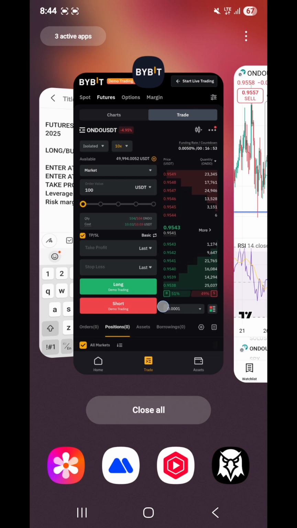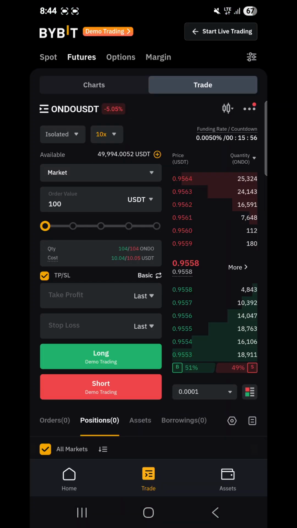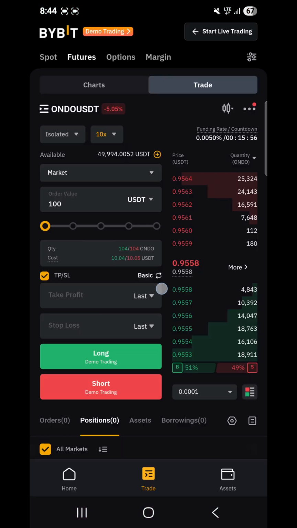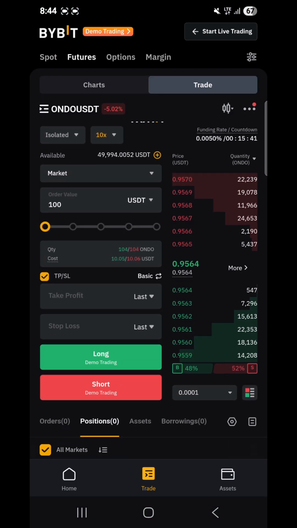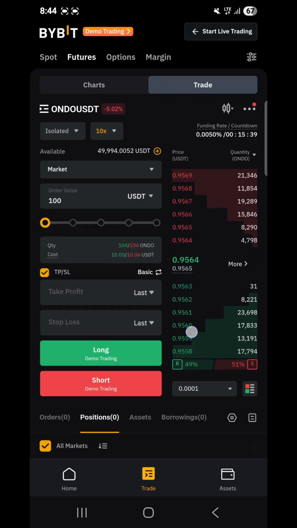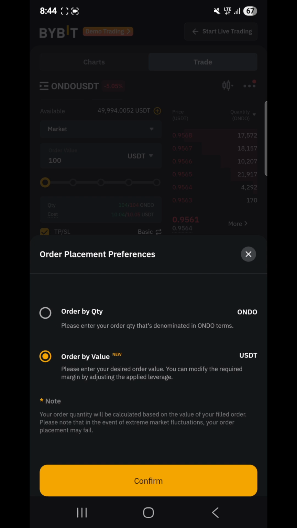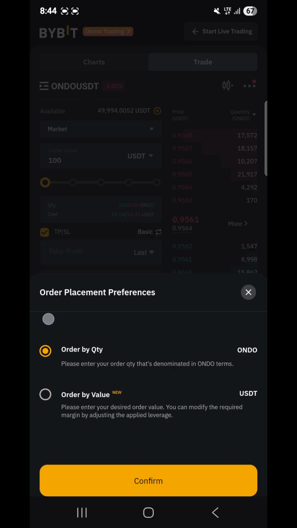So let's go back to Bybit. And mind you, this signal said something: risk 10% of your capital. Risk margin, risk 10% of your capital. So let me go back. What I'll do now is click on this order value USDT. Instead of leaving it on USDT, I'll put it at order by quantity.